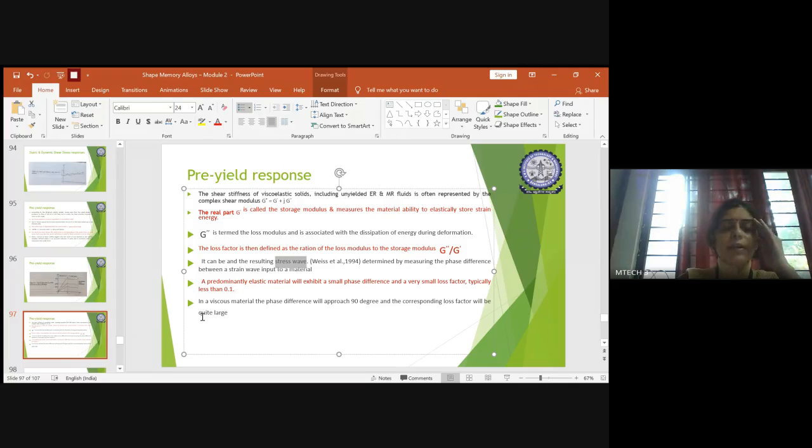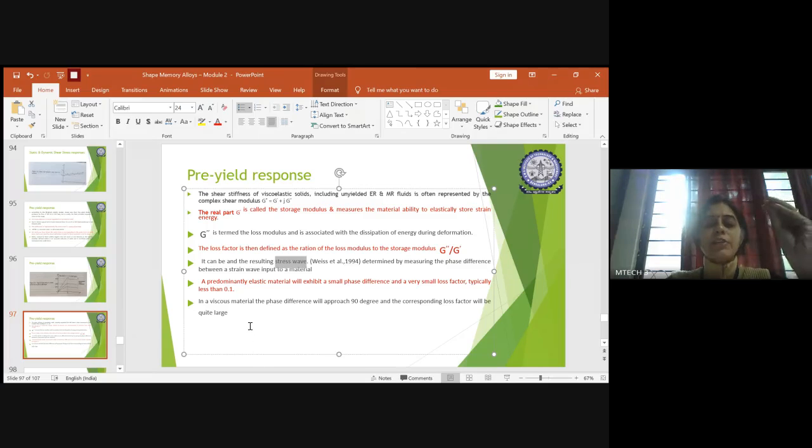Also it is told that in a viscous material, the phase difference will approach 90 degrees and the corresponding loss factor will be quite large. Again, it depends upon how viscous your material is. In ER fluid, you subject an electrical field to it so that it enhances the viscous nature of the fluid. Similarly, in MR fluid, you subject a magnetic field so that it enhances the viscosity of the fluid. When the viscosity is high, it resembles the nature of a viscoelastic solid, and hence it is compared with a viscoelastic solid as told before.